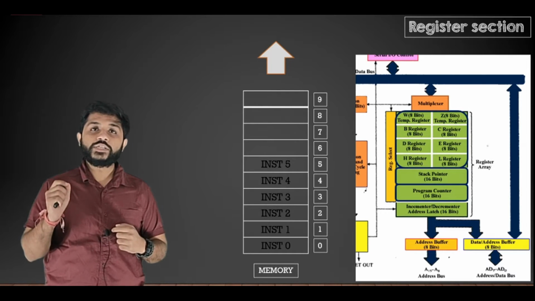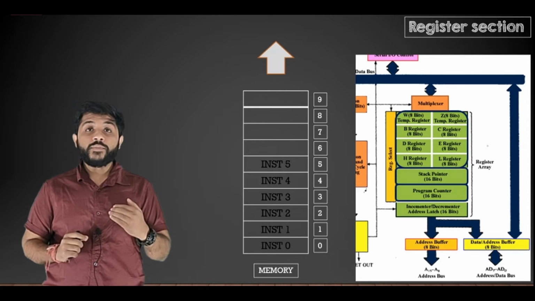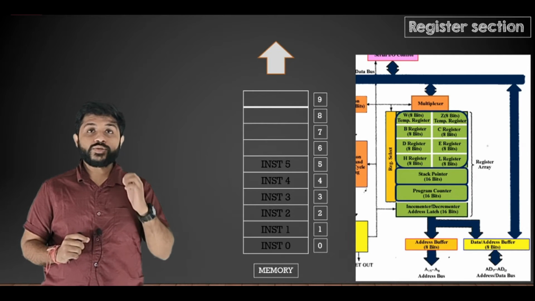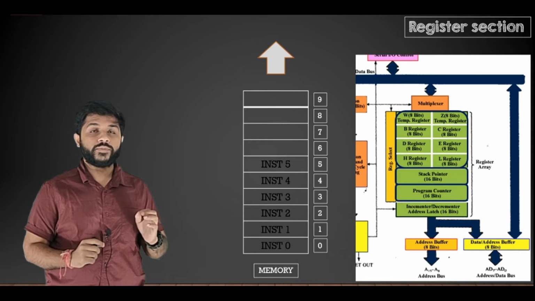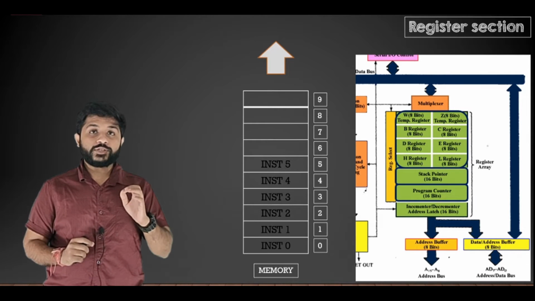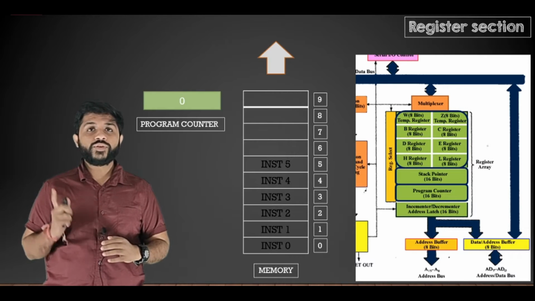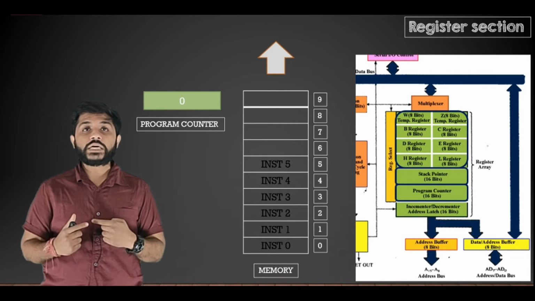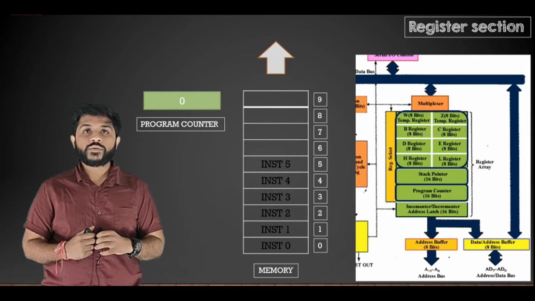So to fetch the instruction from the memory, the processor should know that from which location it has to start the process of fetch, decode and execute. And to find the location, the processor gets help from the program counter. So you can see initially when you start the microprocessor, the value of the program counter will be 0.